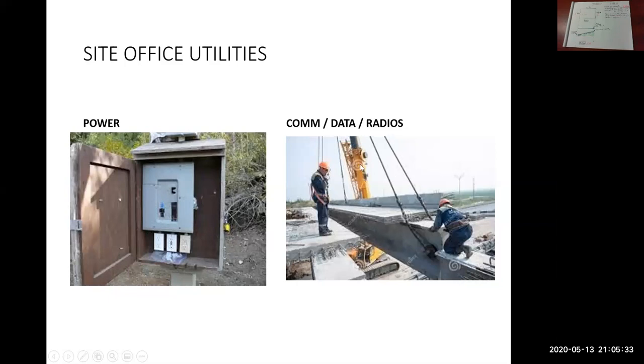Photo on the right here is communications radios. So depending on the type of project, maybe you need CB radios. Maybe that's the way you communicate on site. Maybe the job site is big enough that you need radios. Maybe you rely on cell phones. That's also a possibility. There's a cost to cell phones.